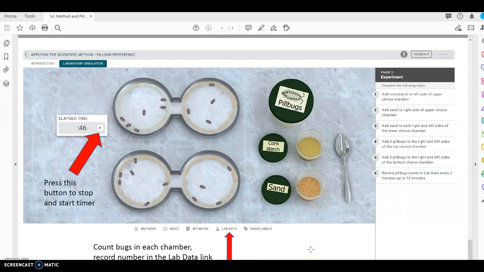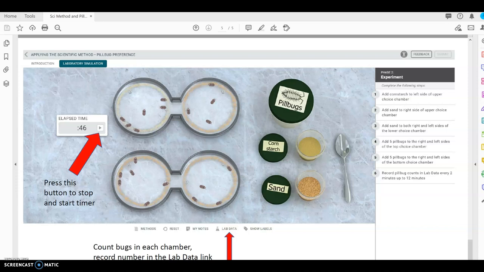So, again, the key places that you're going to pay attention to is this little button to start and stop your timer, and then this is the lab data link where you're going to record your information. Once you complete the experiment, then you can go on to phase three, and phase three is going to ask you to analyze your data and make some decisions about what your data means.